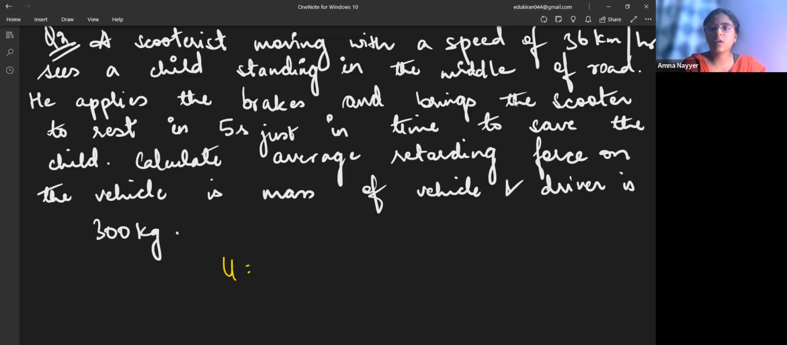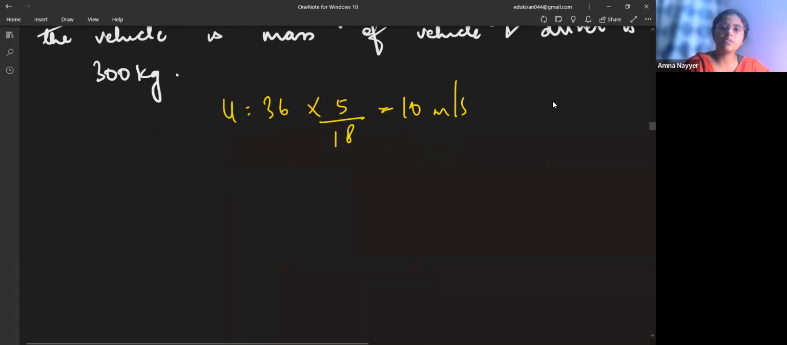Firstly, convert this because it is in kilometer per hour. 36 multiplied by 5 by 18. That becomes 2 into 5, which is 10 meter per second. Multiply by 5 by 18 whenever you have to convert. Negative will also come, Sarah. Good. Magnitude is right, but negative will also come. Your acceleration should be negative.